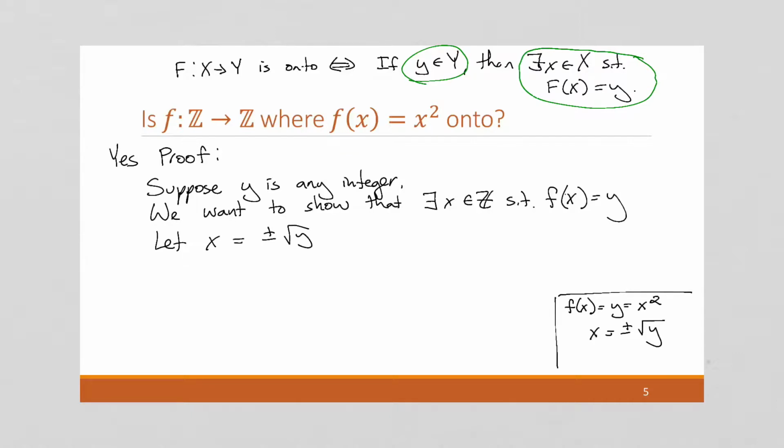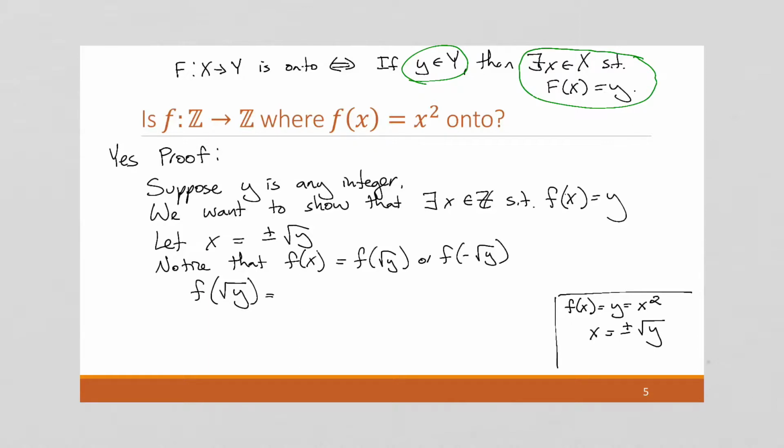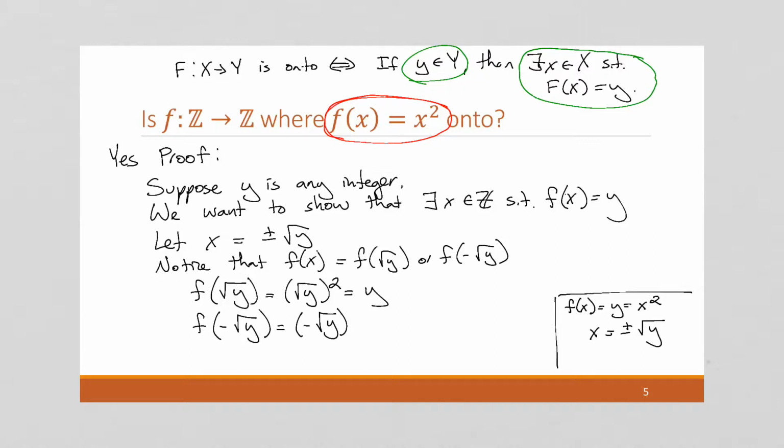So there's really two values here, right? So notice that f of x equals f of square root of y or f of negative square root of y. Well, let's take a look at f of the square root of y. And again, recall this function takes the input and squares it. So this is the square root of y squared, and that equals y. Okay. And if we do f of negative the square root of y, we're going to get negative square root of y squared.